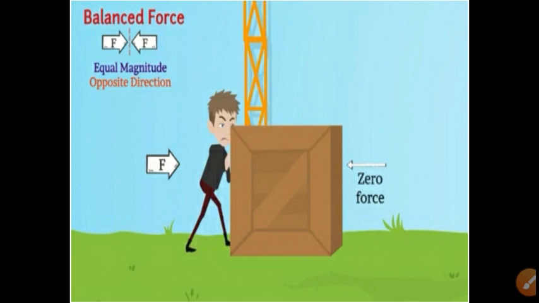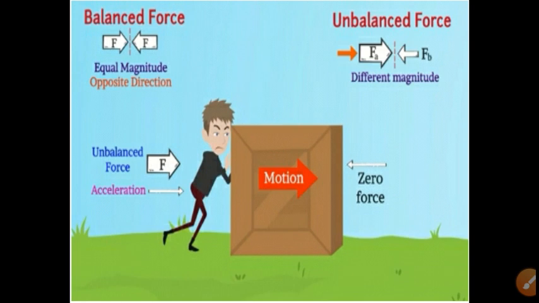Next, let us see this case. Here only John is pushing the table. He is applying a force F Newton towards the right. Will the box move? Yes, the box starts to move because there is no force to cancel out the force applied by John. Such forces are known as unbalanced forces.